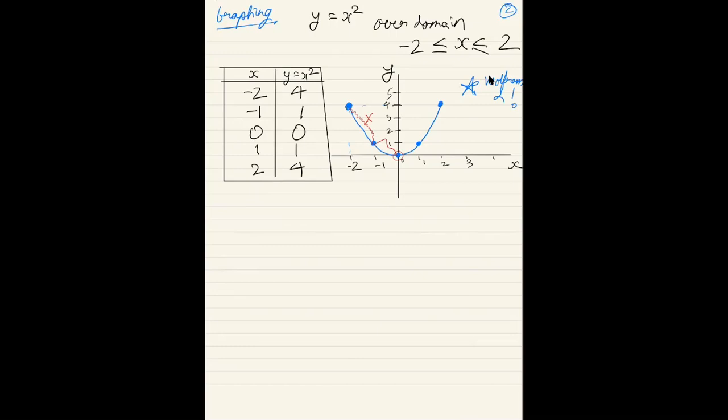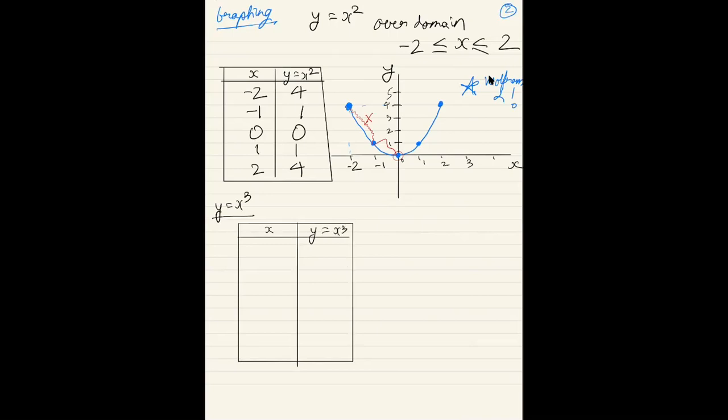Let's plot y is equal to x cubed, which is a bit more fun. For y is equal to x cubed, let's do the same thing. We will make a table, and we will talk about certain values of x. We will talk about certain corresponding values of y. So let's do the same thing: -3, -2, -1, 0, 1, 2, 3. And here I have changed my domain and I want to plot it over.